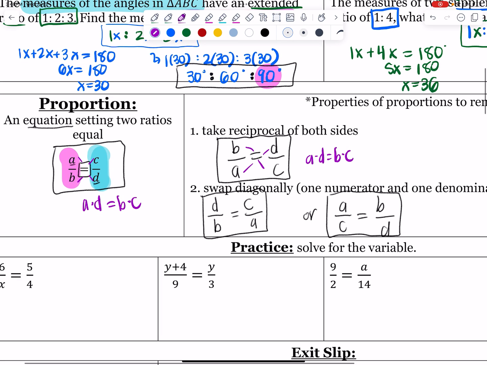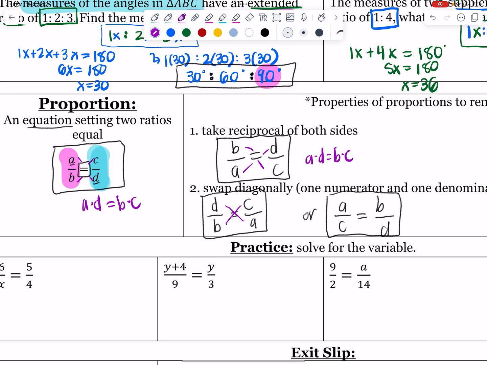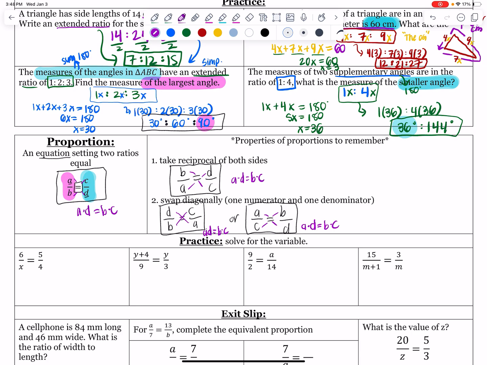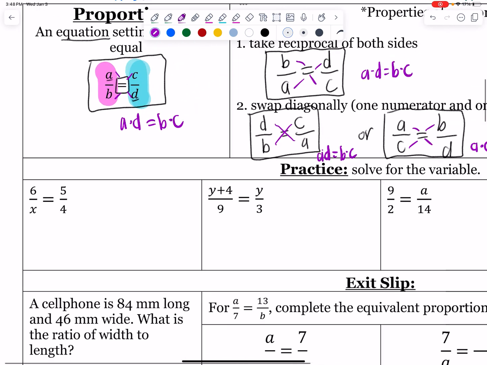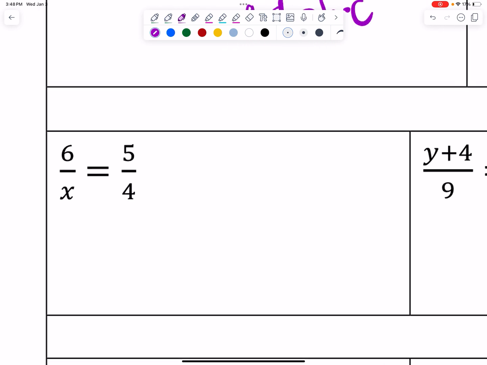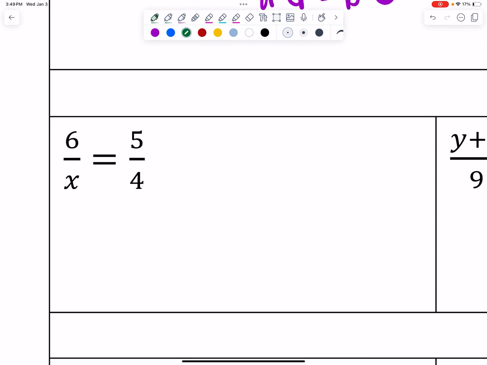You're still doing the same cross products. Same thing here. That's going to be A times D equals B times C. So when you end up cross multiplying, even if you set it up different than someone else, we have equivalent proportions that will still give you the same answer. Okay. Other than that, we just went through some practice of actually solving for a missing piece of a proportion.